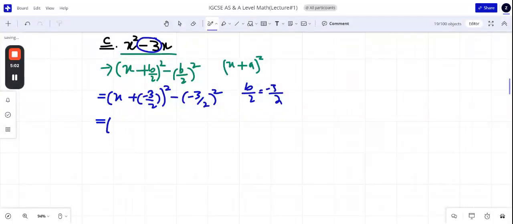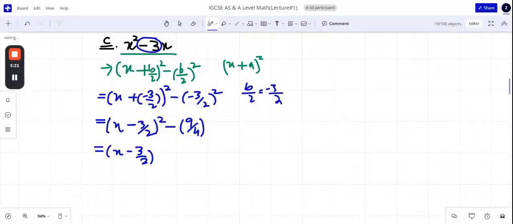It equals (x + (-3/2))² minus, and the square of the minus will be plus. So the square of 3 is 9, square of 2 is 4. So it becomes (x − 3/2)² − 9/4, the solution of the given expression.